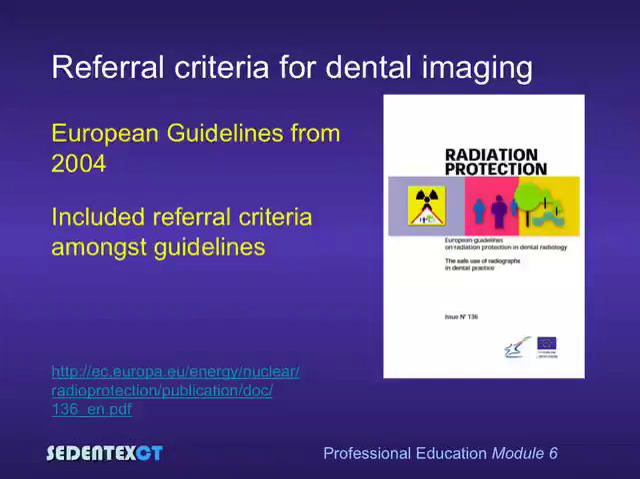An important resource is the European Guidelines from 2004 shown here. Note the web address at the bottom left-hand side of the screen. These guidelines included a chapter dealing with referral criteria and justification. These were based on a clear methodology of identifying evidence, critical appraisal, and guideline development. The problem with these guidelines is that, although they were produced in 2004, cone beam CT was never considered.